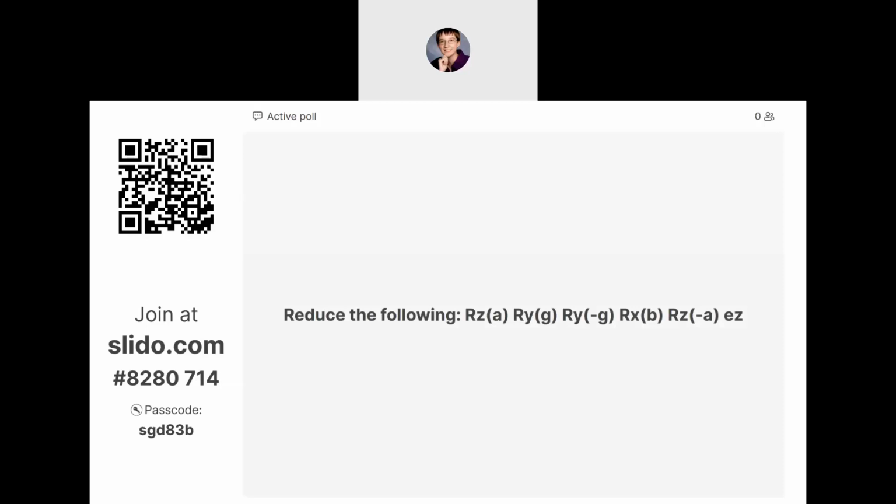So we have the notation here. This is a Z rotation of angle A, Y rotation of an angle G, so on and so forth. How much can you reduce this down?